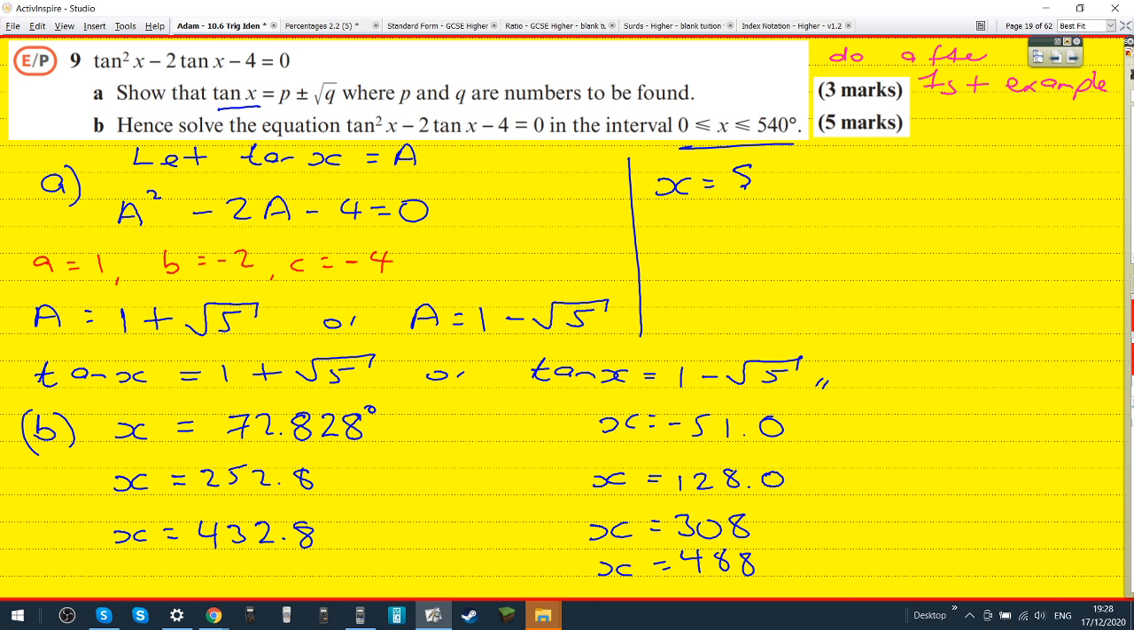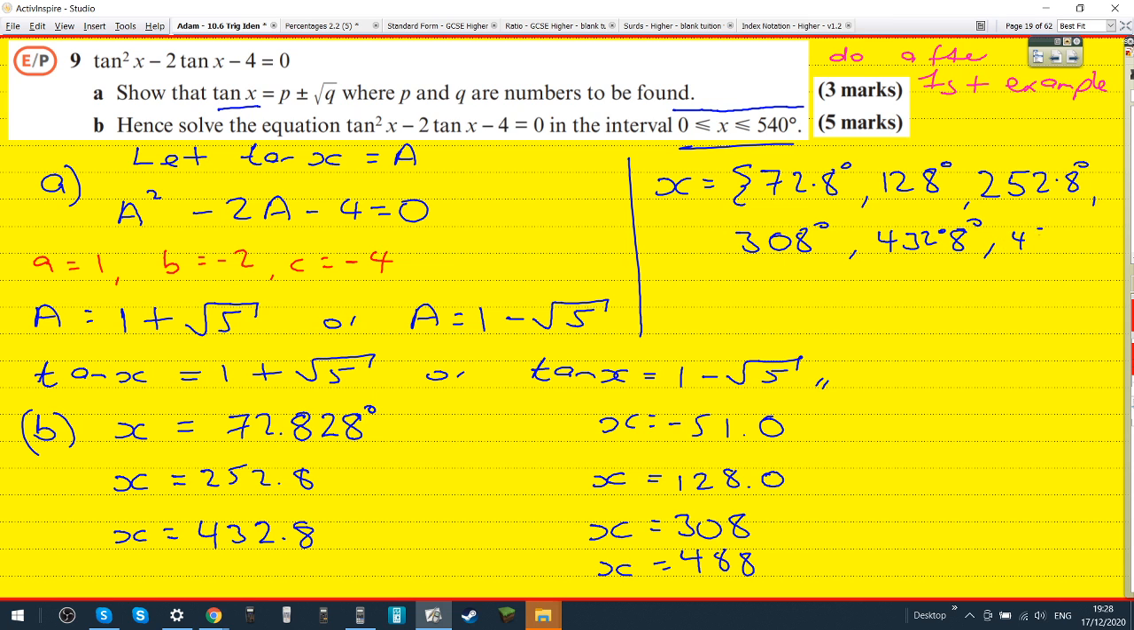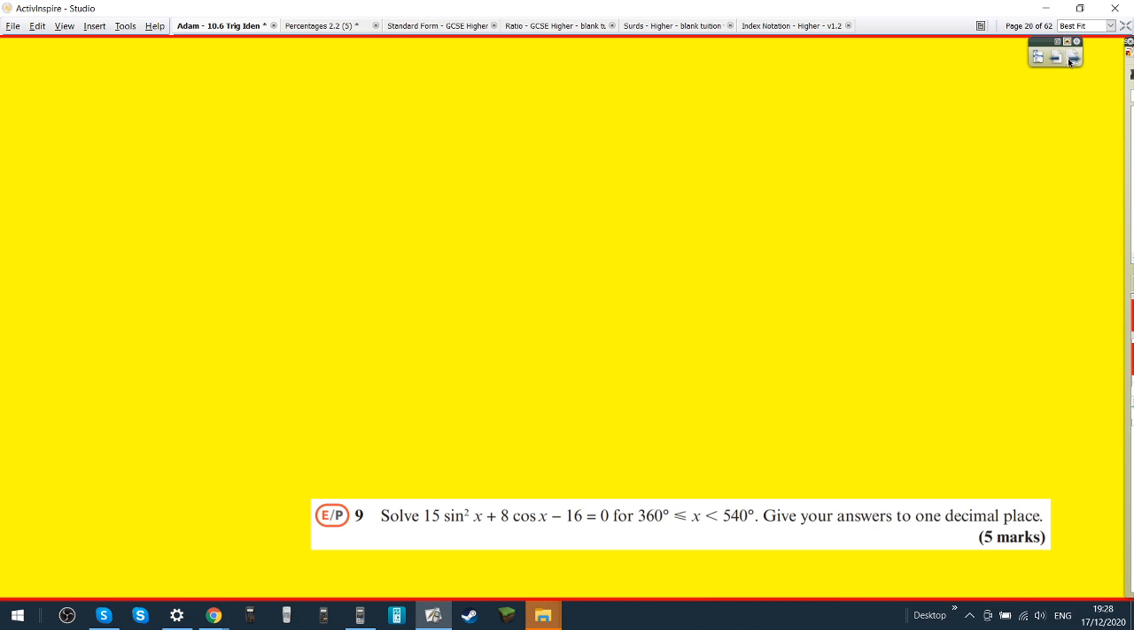X can be minus 57 point, no 51, sorry. Range? Oh, 0, okay. Answers can be 72.8 degrees, 128 degrees, 252.8 degrees, 308 degrees, 432.8 degrees, or 488 degrees. 6 answers.